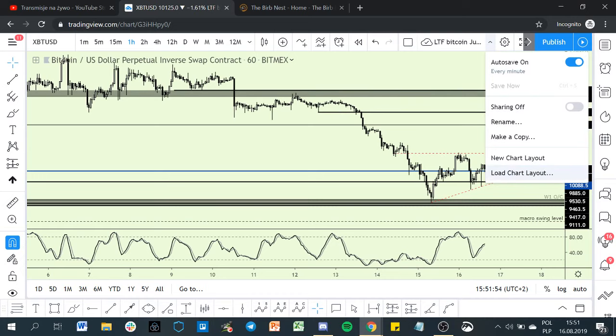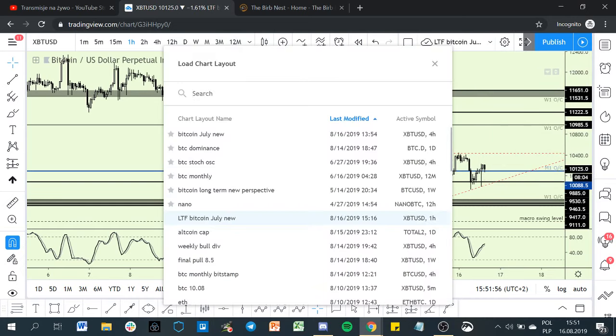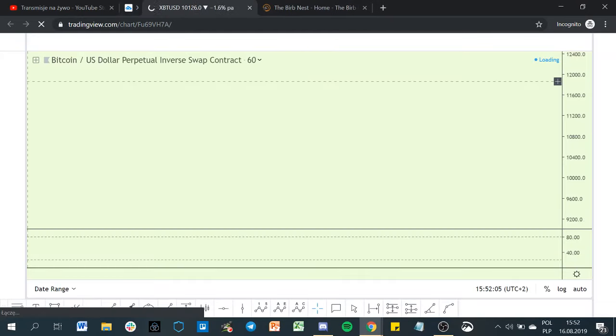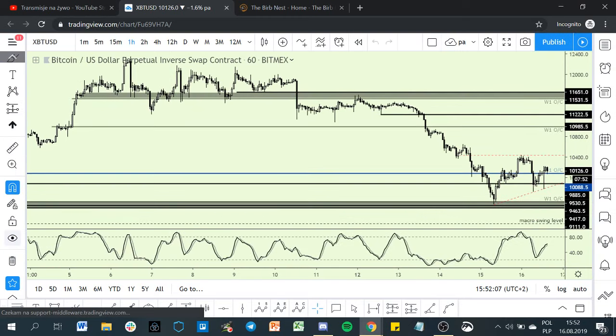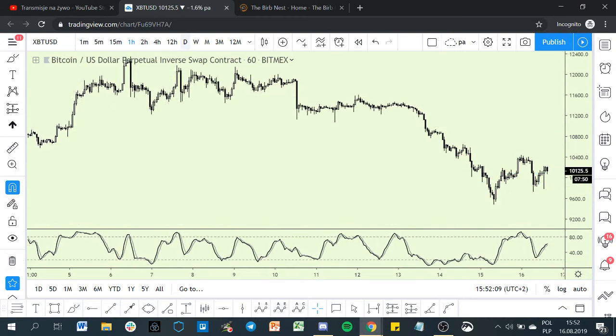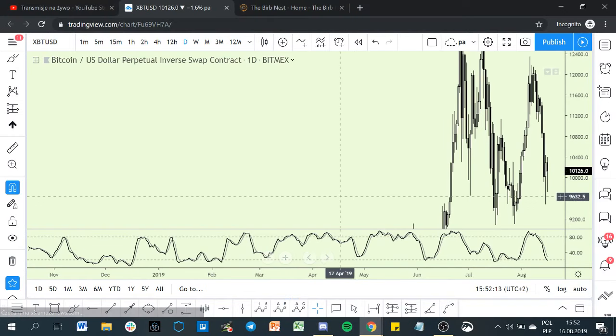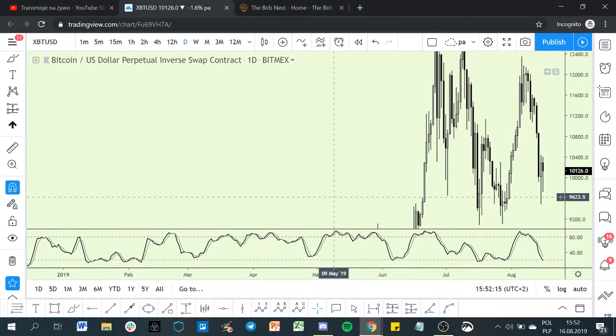So let's create a new chart, or actually no, just make a copy and clear it up. Here we go. Okay. So let's start from the definition.